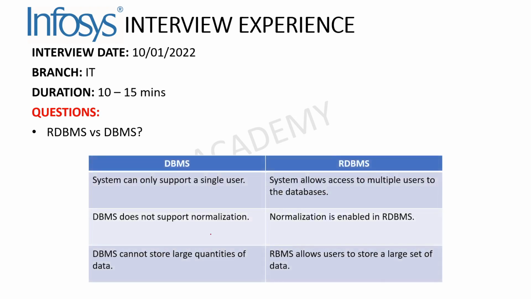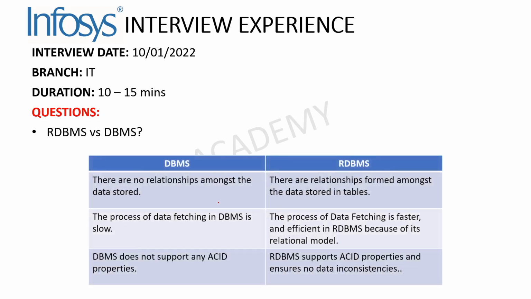The next difference is that a DBMS system can only support a single user, but in case of RDBMS, the system allows access to multiple users to the database. The next difference is DBMS does not support normalization, while RDBMS supports normalization. The next difference is DBMS cannot store large quantities of data, but RDBMS allows users to store a large set of data. The next difference is there are no relationships among the data stored in DBMS, but in RDBMS there are relationships among the data stored in tables.